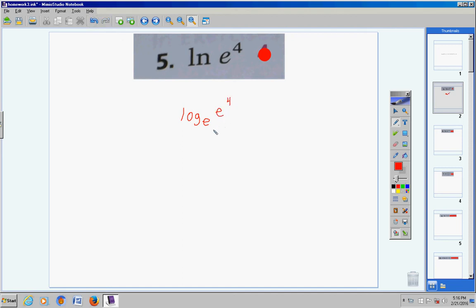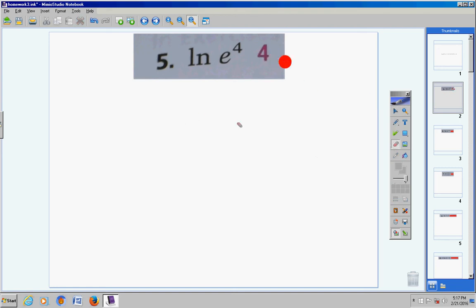Now once I do that, remember what I've taught you. Anytime these two numbers match, and don't forget, e is a number, all of this is gone and your answer is just the exponent. So your answer is 4.